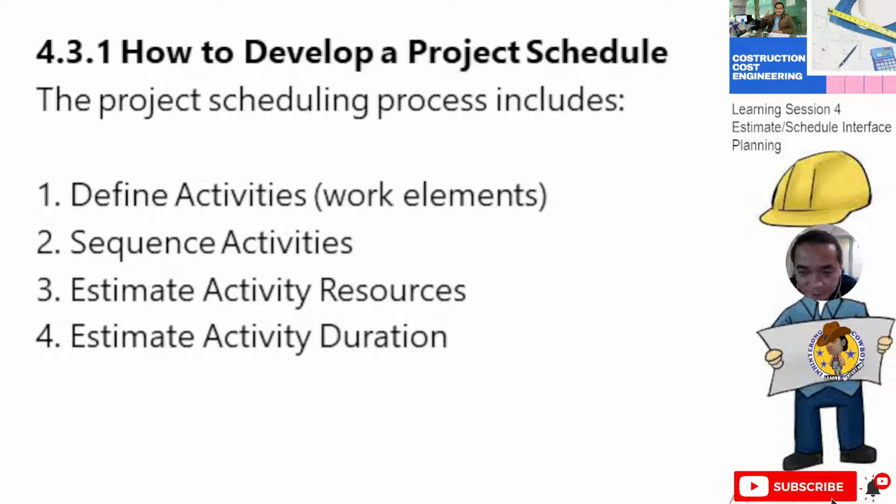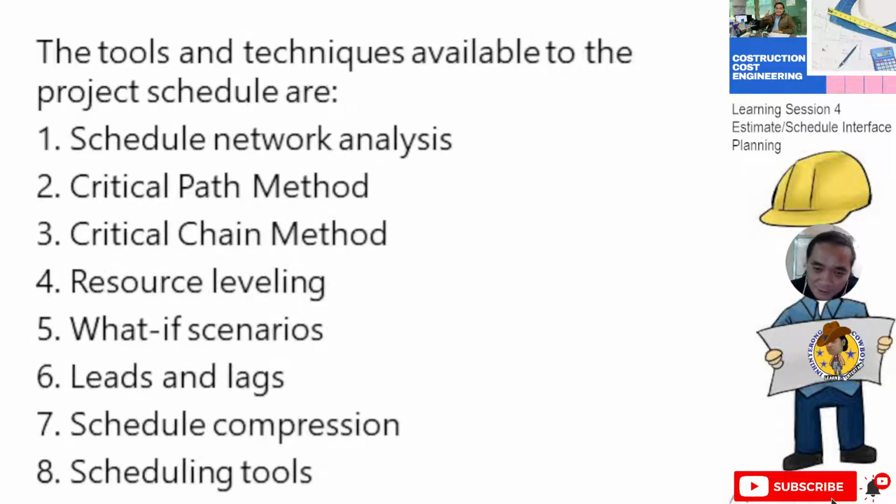The project scheduling process includes, number one, you have to define the activities or work elements. Then you have to know the sequence of activities. You have to know the precedence of activities, what activity comes first, and what is the most important activity to be done prior to the other activities. Then number three is limit activity resources. Then number four is activity duration.